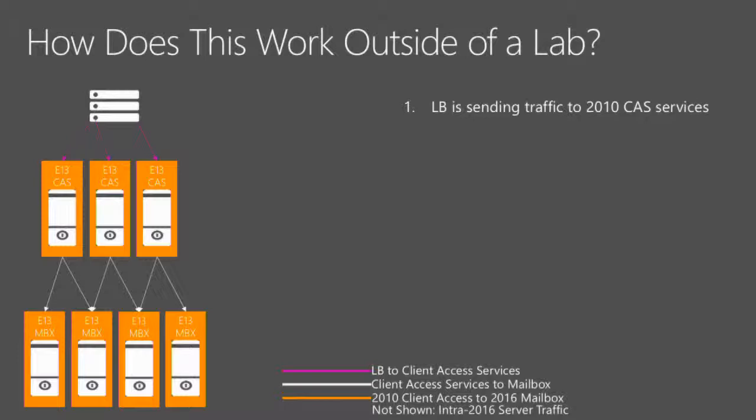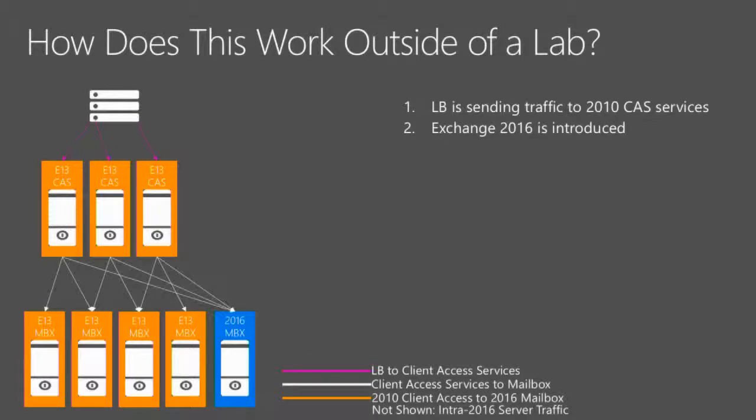So you've got your load balancer up top, you've got your 13 client access server role, you've got your 2013 mailbox server role. You're all stand up, ready to go. I obviously can't label things correctly, so number one says 2010 CAS instead of 2013 like it should.